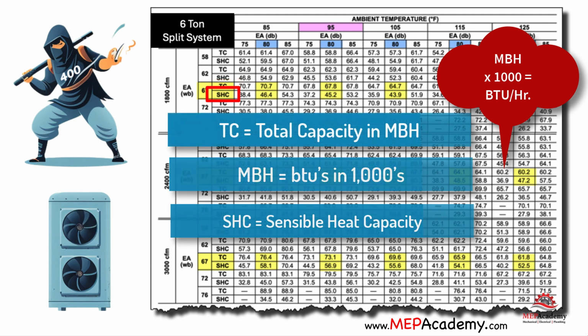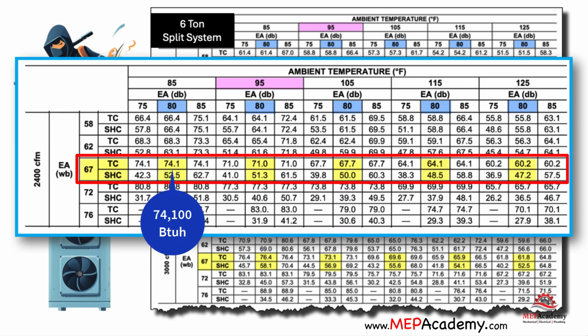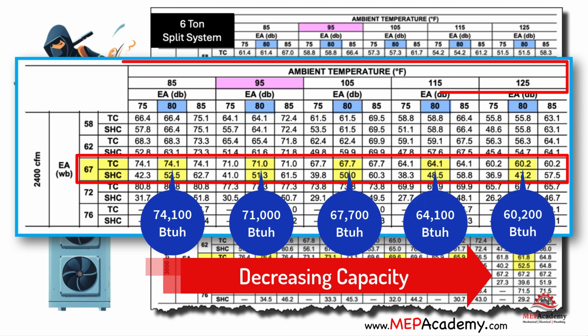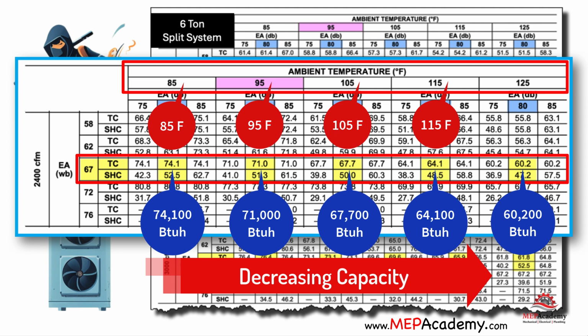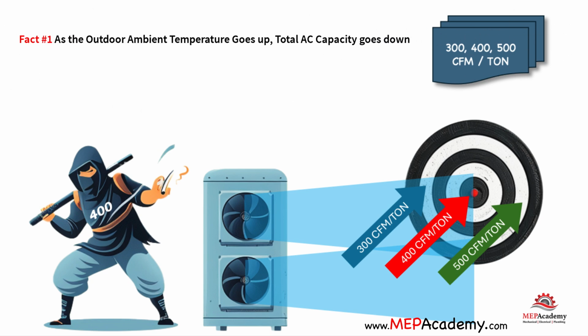If we follow the 2400 CFM row at 67 degrees Fahrenheit wet bulb temperature, you'll notice that the total capacity keeps decreasing as the outdoor ambient temperature gets warmer. For instance, at 85 degrees ambient, the AC unit provides 74.1 MBH of cooling, and at 105 degrees Fahrenheit ambient, the total capacity drops to 67.7 MBH. Fact number 1. As the outdoor ambient temperature goes up, total AC capacity goes down.